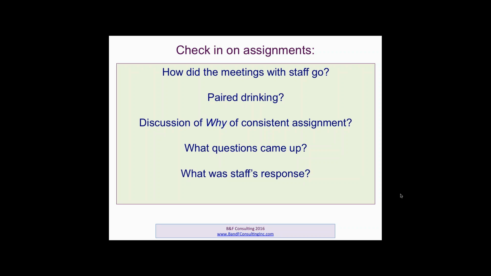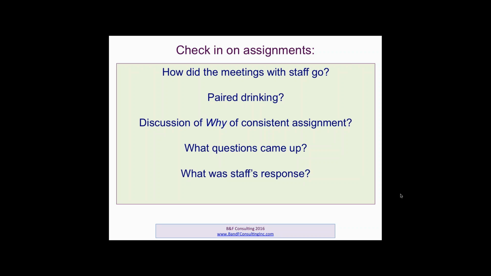In checking in on the assignments, the first thing on your agenda, you're going to want to first check in with the team members who helped in staff education. You're going to ask some questions of them, and these are some of the questions you may think to ask.